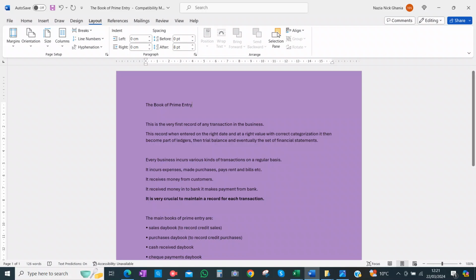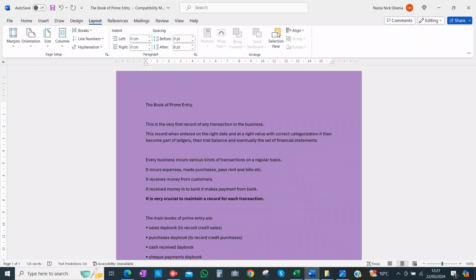Everything that occurs on a regular basis in any business is recorded, and that record is called a daybook. A daybook is made separately for each different kind of transaction. So expense-related transactions, such as purchasing something, paying a utility bill, or paying rent, go to your purchase daybook. Any money received from your customer goes to your sales daybook.